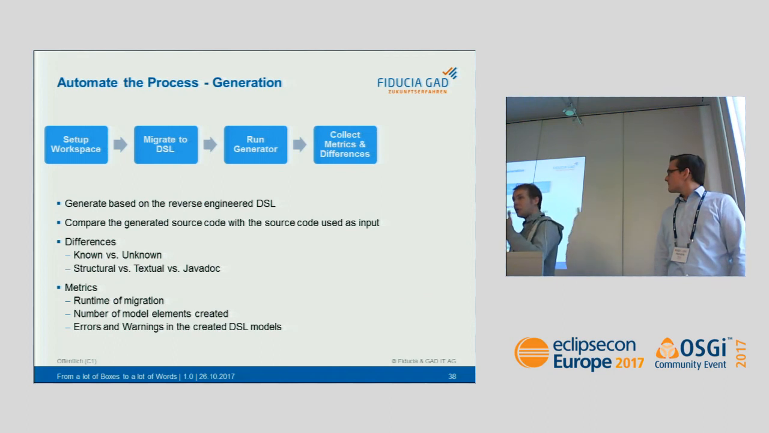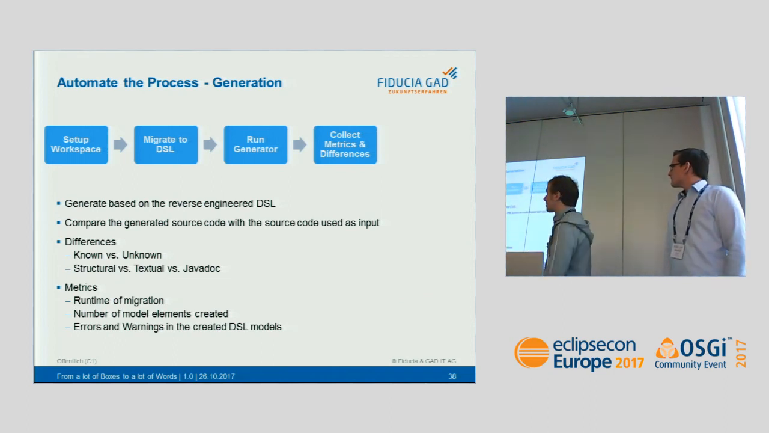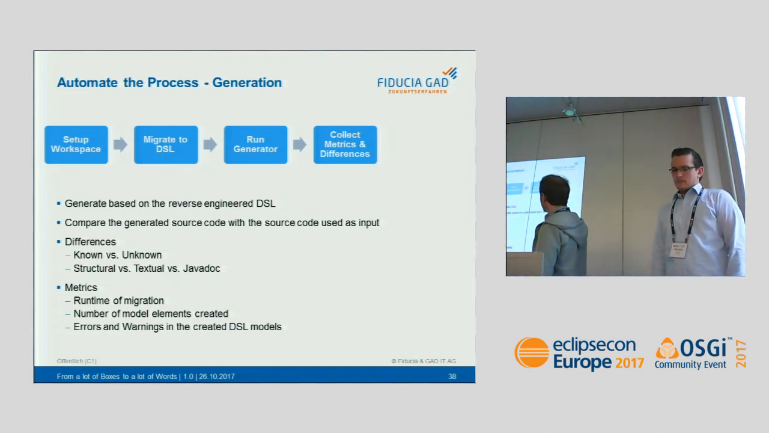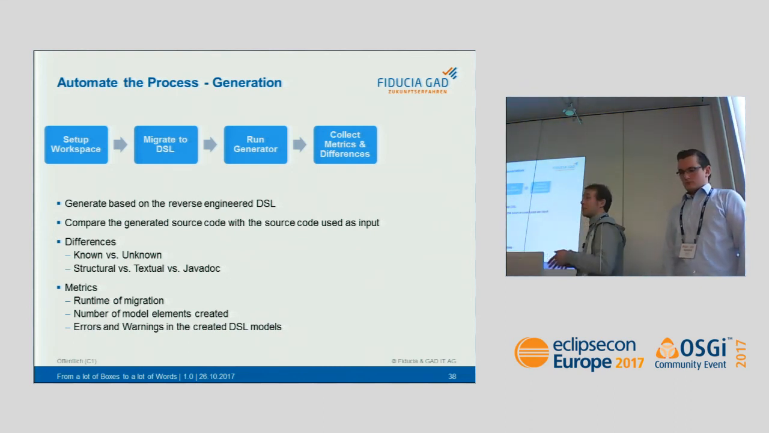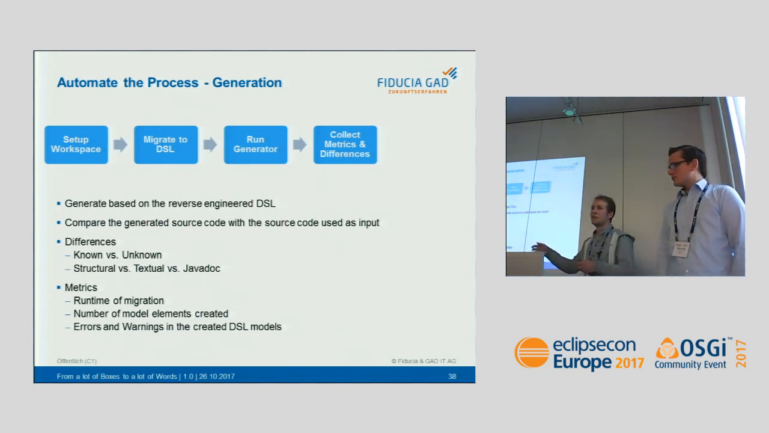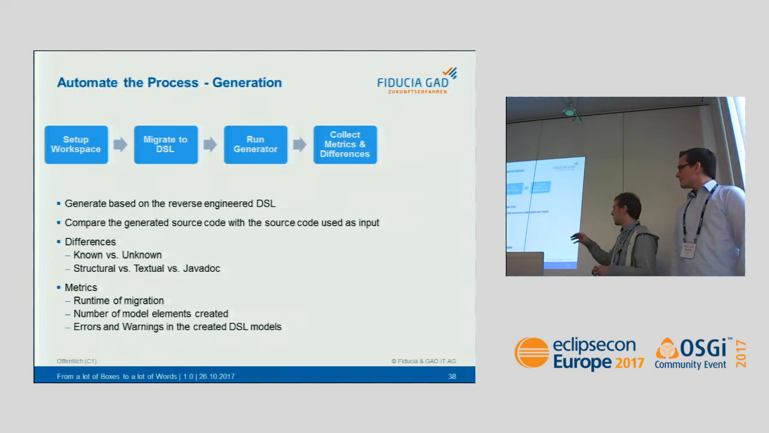Then run the reverse engineering tooling over it, extract the DSL AST, serialize it, run the generator, and collect the metrics that we need. The metrics that we need are, for example, the differences that appear. As I said, we need to avoid code changes. So we compare the generated code that is generated from the migrated DSL with the existing generated code, and we collect these changes and also categorize them.